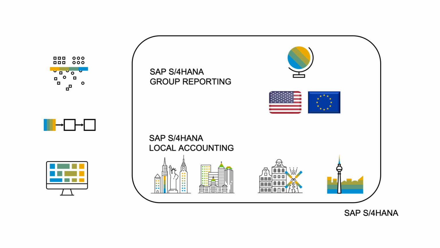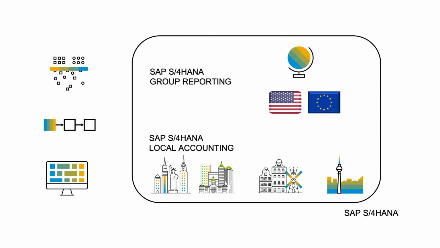S/4HANA for Group Reporting is a consolidation solution embedded within the S/4HANA environment, running on top of the operational accounting ledger. It supplements the reported data from the S/4HANA Universal Journal with consolidation relevant postings such as currency translation, intercompany eliminations, and consolidation of investments.